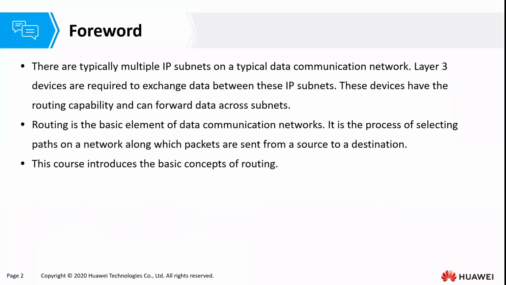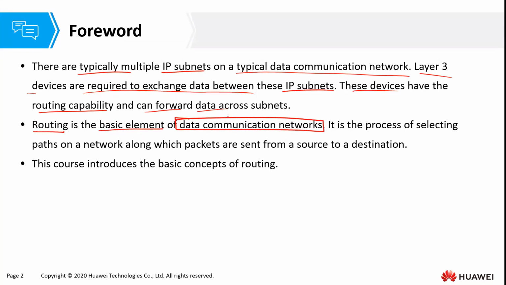Routing basics. There are typically multiple IP subnets or multiple IP networks on a typical data communications network. Layer 3 devices are required to exchange data between these IP subnets. These devices have the routing capability and can forward data across subnets. Routing is the basic element of data communication networks. Again, it is the basic element, it is the core element. It is the process of selecting paths on a network along which packets are sent from source to destination.